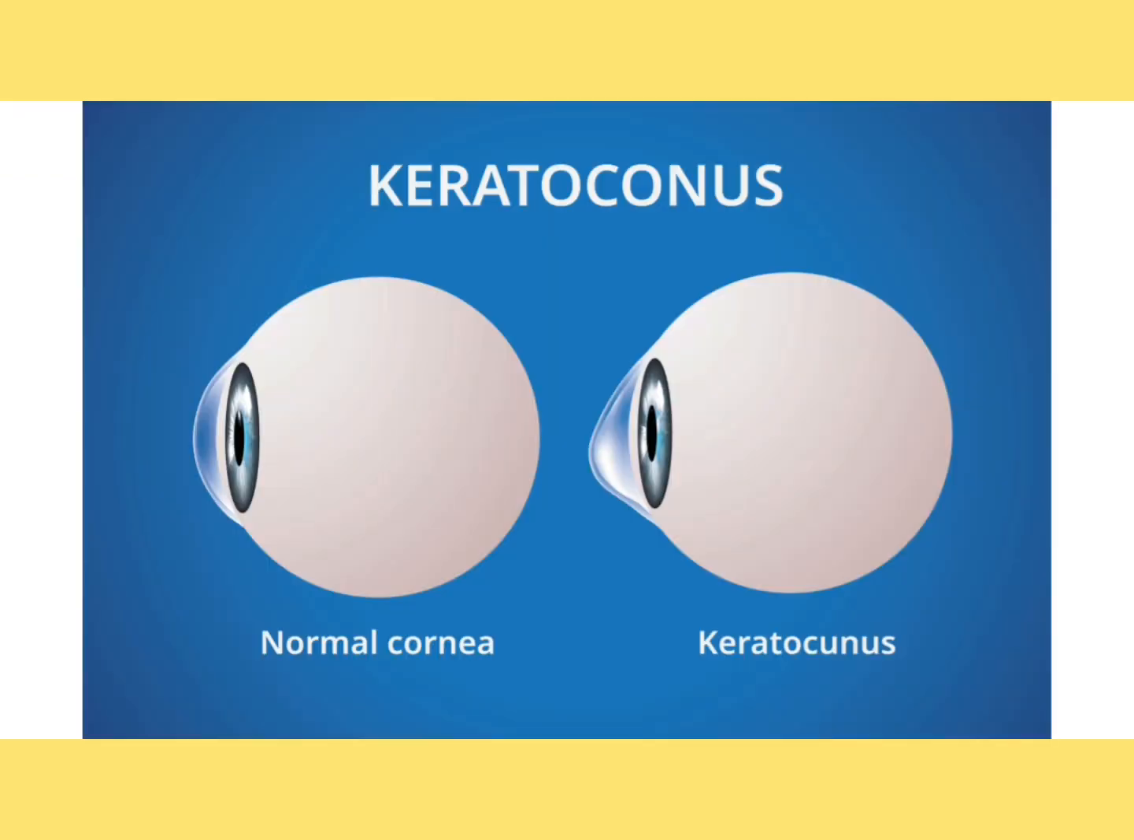Okay, so here in this slide you can see two eyes. What is the main difference between these two eyes? If you see the cornea, here the cornea is looking very normal. But here it is not looking normal. In terms of corneal curvature, this cornea has normal corneal curvature, but this one is not having normal corneal curvature. It is looking in a conical manner.